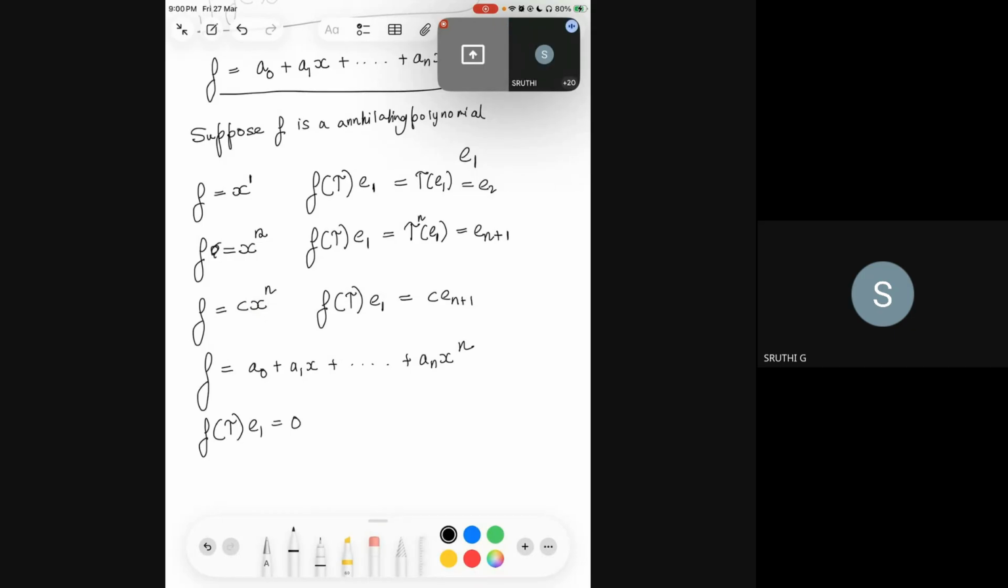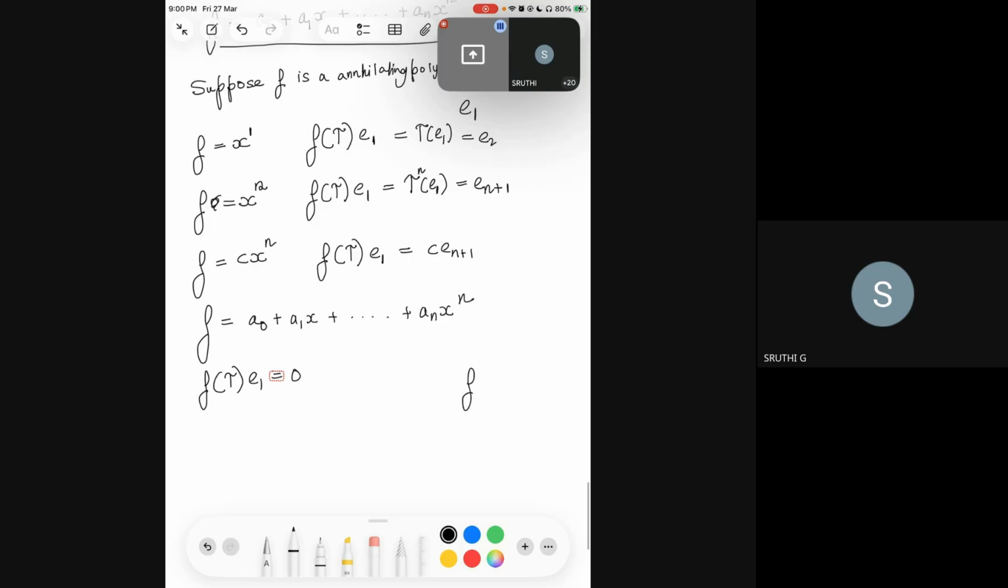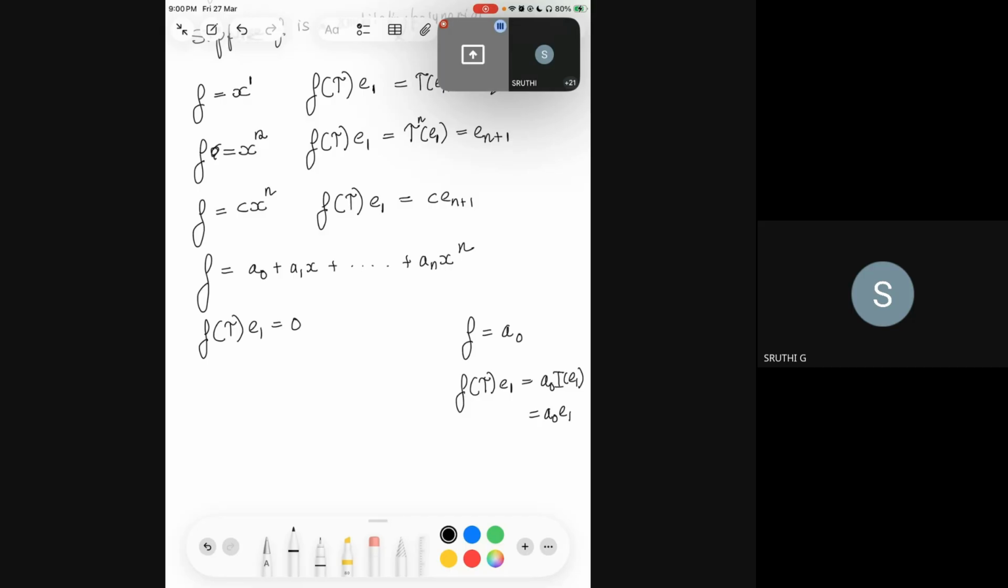Yes, sir. Just another last thing. If F is a constant A0, any non-zero real number, can you then tell me what F(T) of E1 is? This corresponds to the identity map times A0. So just A0 of E1, right? Now A0 of E1 is nothing but A0, 0, 0, everything else 0, right? Yes, sir. Everything else is 0, but on the n plus 1 position there is C, right?